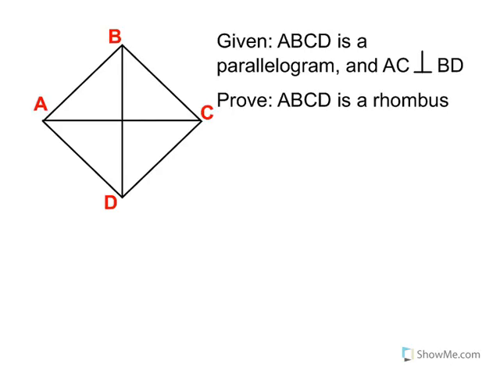So we'll do one example where we're trying to prove that a shape is a rhombus. We're told that ABCD is a parallelogram, which is important, and that AC is perpendicular to BD, and we want to prove that the shape is a rhombus. So if it's a rhombus, we need to show that there are 4 congruent sides. That's what the definition of a rhombus was. So we start with our given.